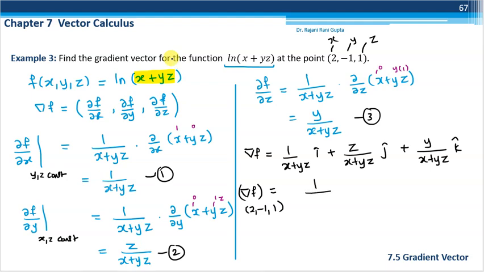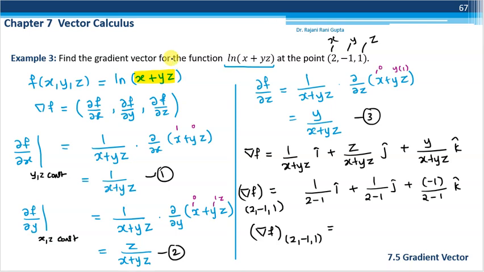So what it will give you? 1 over 2 minus 1, i. Z is 1 over, the denominator will be the same. And it's minus 1 over 2 minus 1, k. So you get your del f at the point 2, minus 1, 1 as 1 over, say, the denominator gives you 1. So you have i, 1i, or you can write i plus j minus k as the gradient.